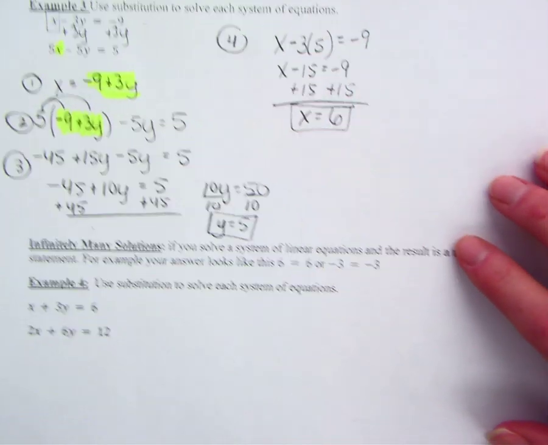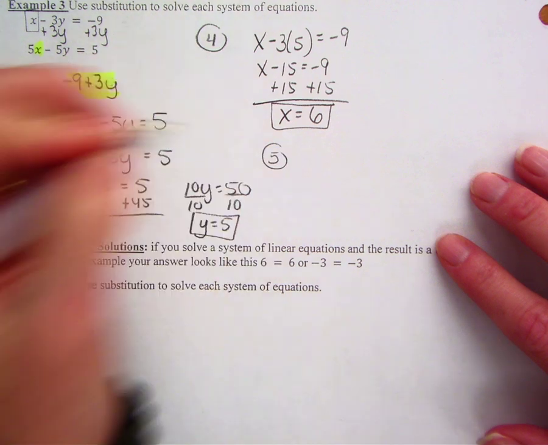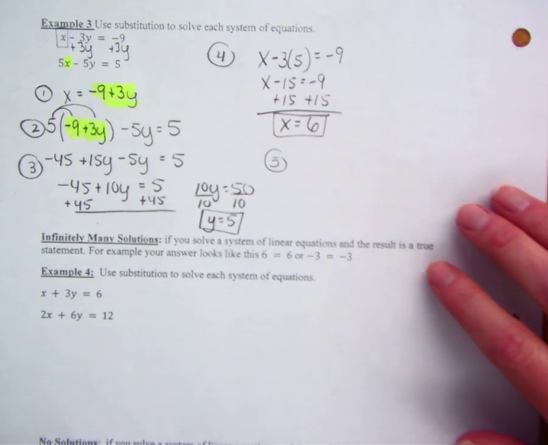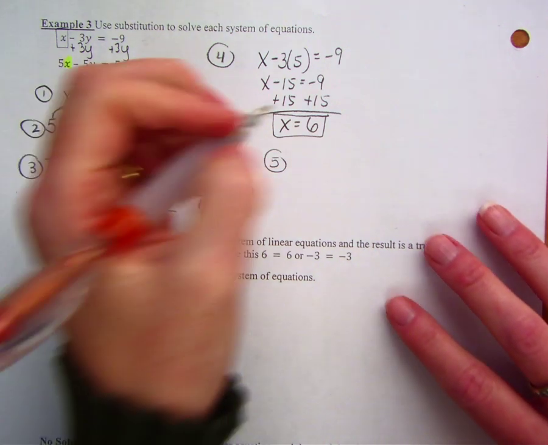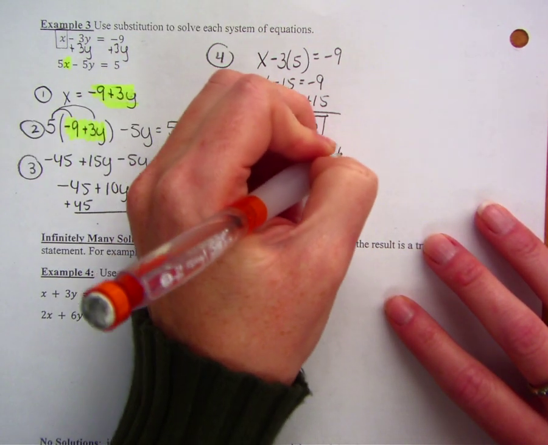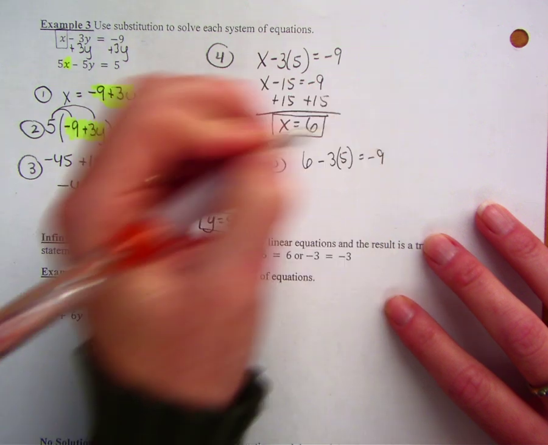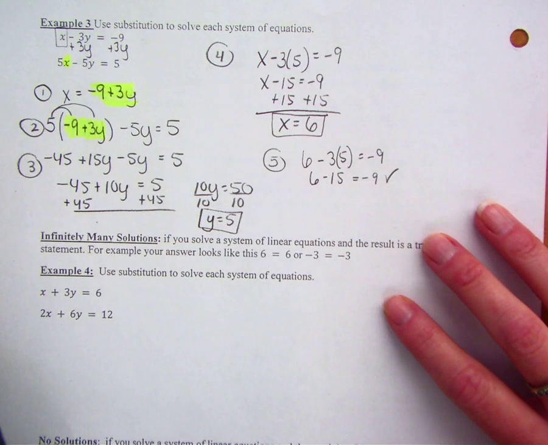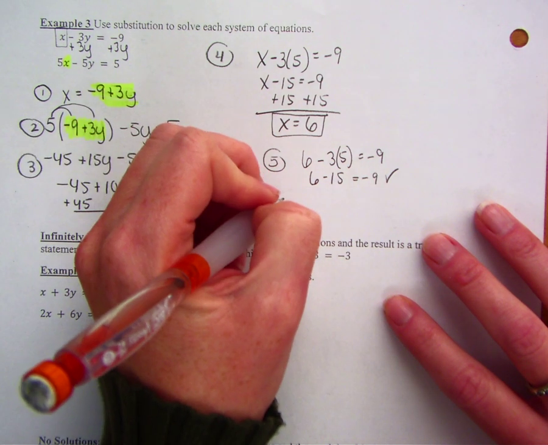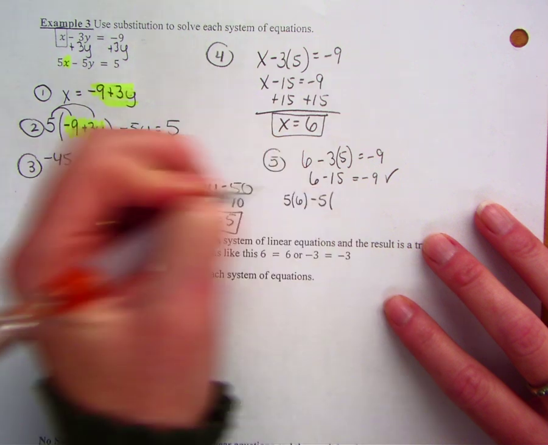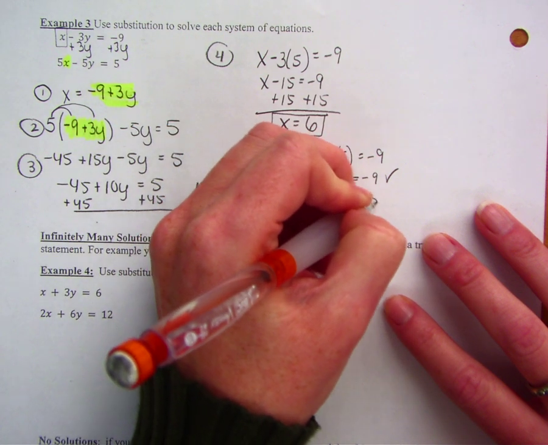What do I do next? Step 5. Once I have my answers, what am I going to do with them? Check them. So the first one is x, which is 6, minus 3 times y, which is 5, equals negative 9. 6 minus 15 equals negative 9. Check. And the second one is 5 times x minus 5 times y equals 5.